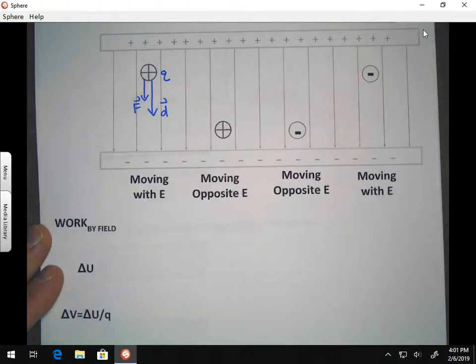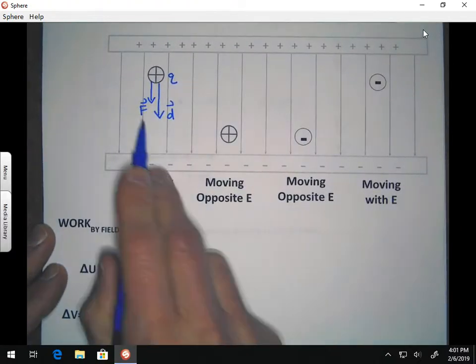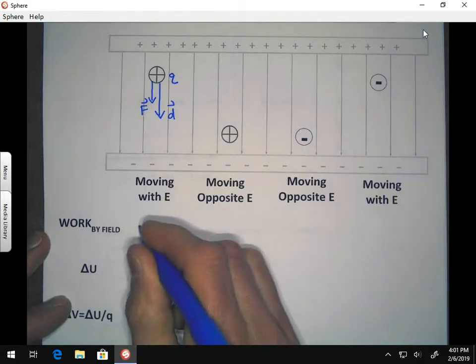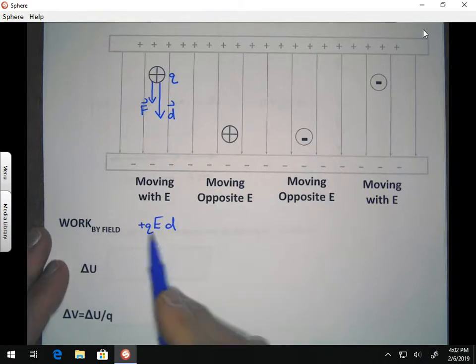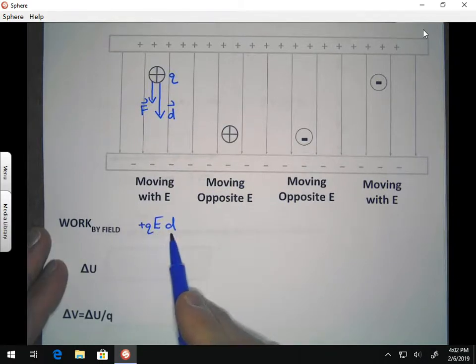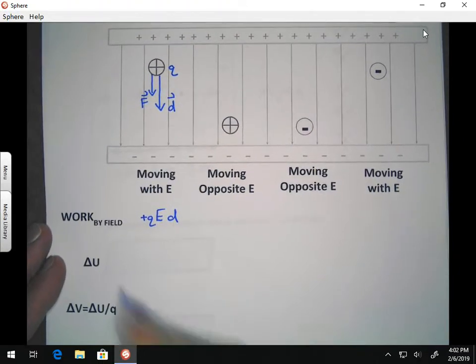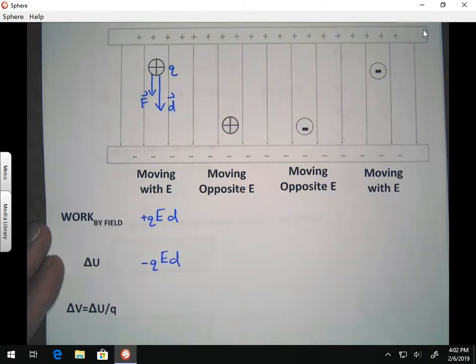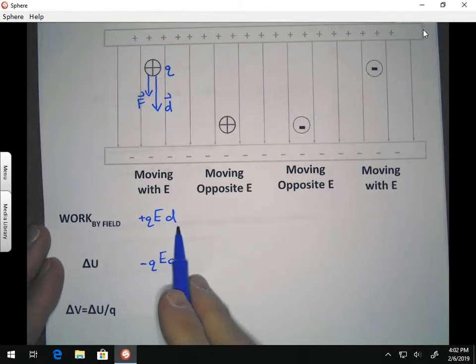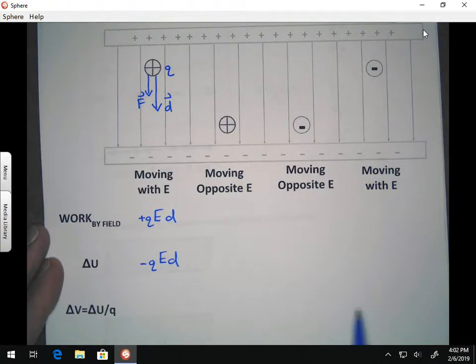Well, the work will be positive, first of all. It's positive because these two vectors are in the same direction. And it's going to be positive Q times E times D, because QE is the force and D is the displacement. So work is equal to force times displacement, positive because these two are in the same direction. If we know that, then we can immediately say that the change in potential energy is equal to negative QED. That's because the change in potential energy is always the opposite of the work done by the conservative force. So these two things are opposite.